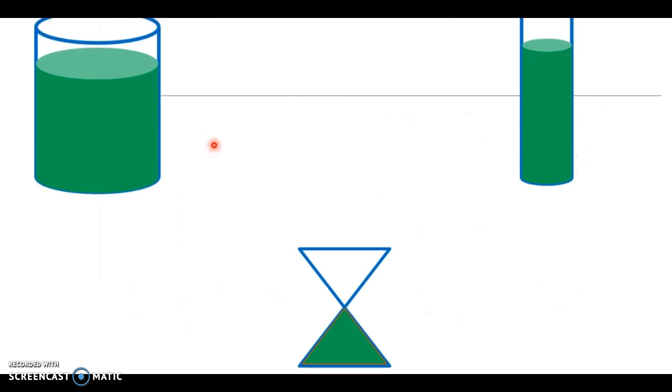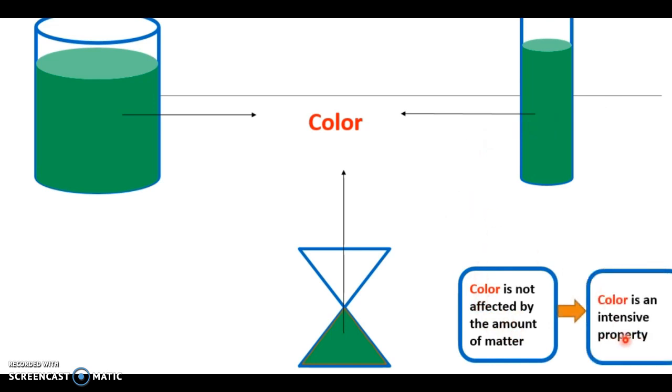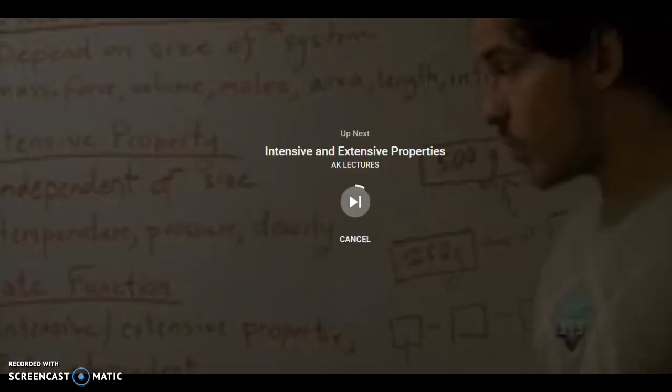Here I have a green liquid in three different tubes of different shapes and different sizes. The color doesn't change. So color is an intensive property. It doesn't depend on the size, the amount, or the shape of the container. Color is not affected, so it's an intensive property. Other intensive properties involve hardness and density. Of course, you can say melting and boiling.